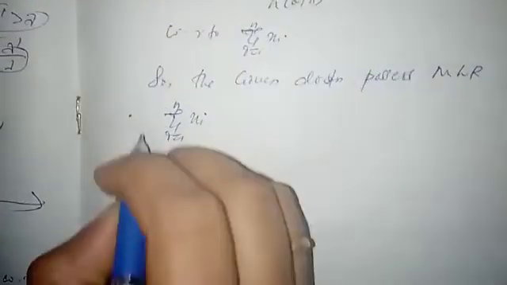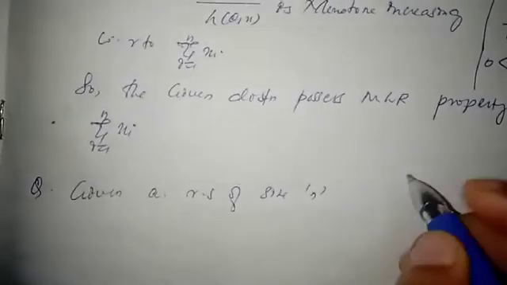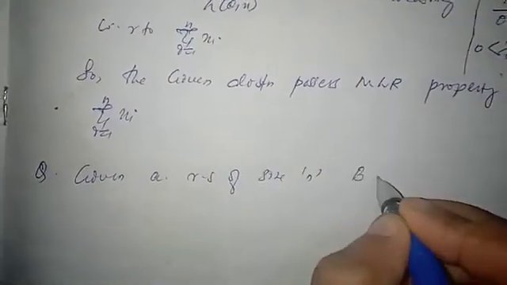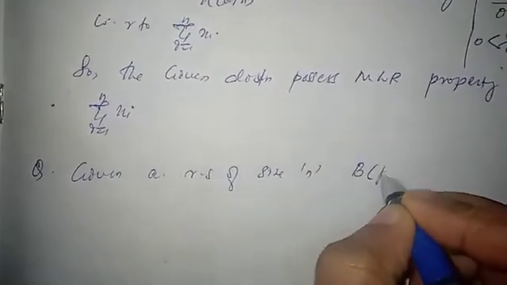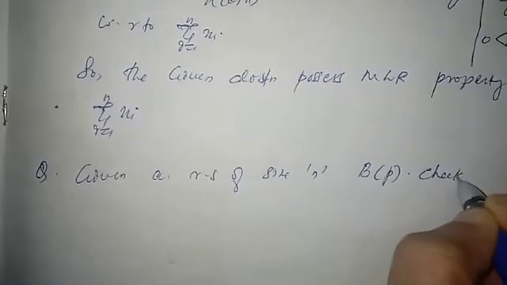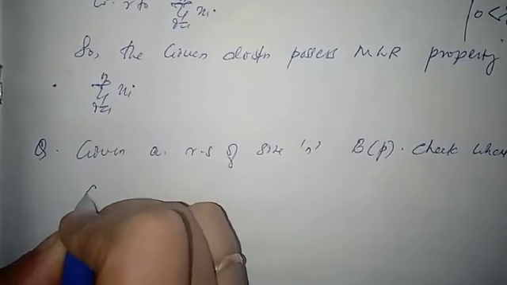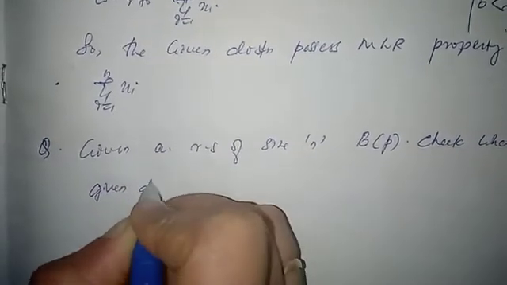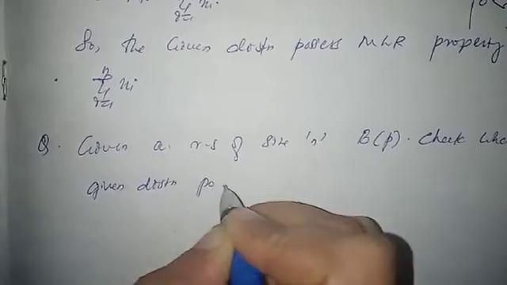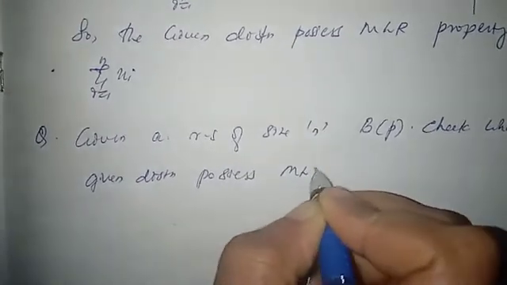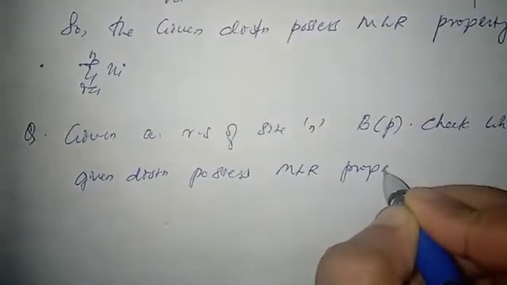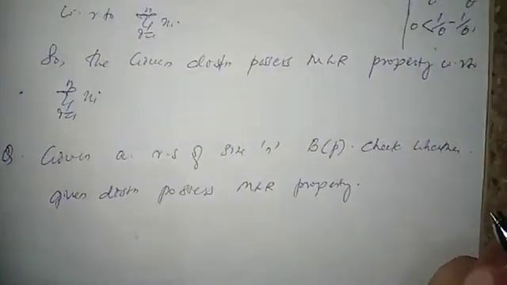Okay, the next problem is: given a random sample of size n from Bernoulli with parameter p, check whether the given distribution possesses MLR property. This is your homework question.